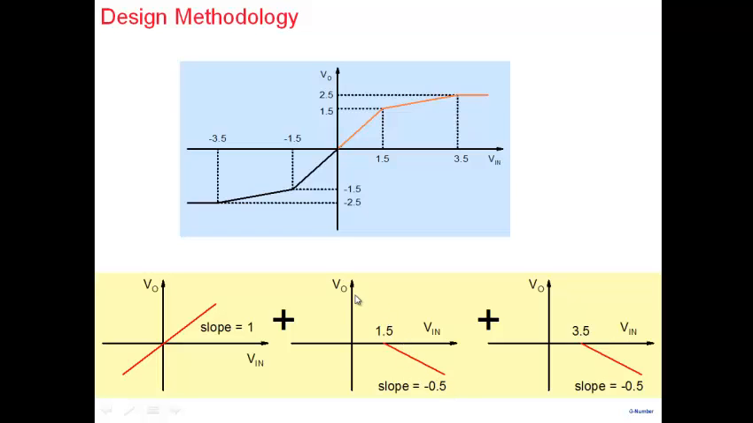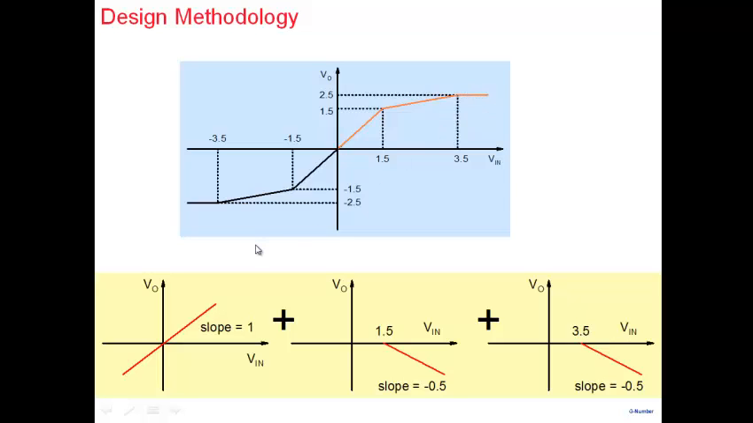If we take this particular graph here and add it to this particular graph here, then we note that after 1.5 we'll be able to get this part of the characteristics. The slope of minus 0.5 and 1 will add up to give a slope of 0.5 in this particular region here. Similarly, if we have another circuit which is very similar to this one, except that it starts working after 3.5 volts here, and we add it to the sum of these two, then we'll be able to get this part of the characteristics here.